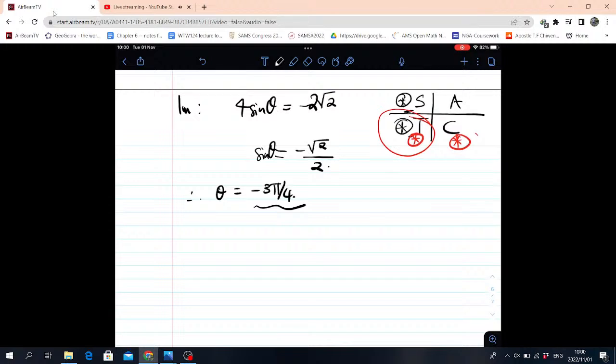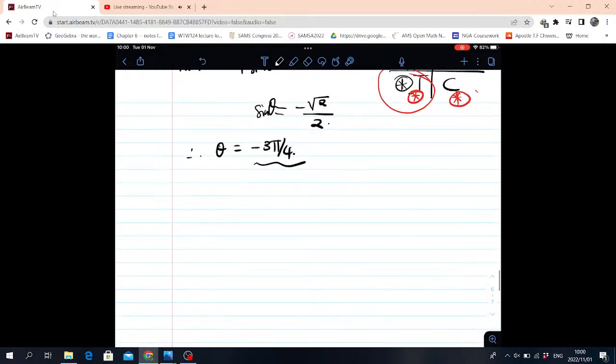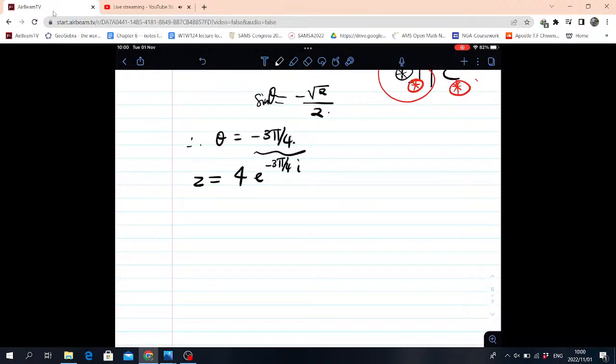So we know what theta is, what r is, and then we can say z is equal to 4 e to the minus 3 pi over 4 i in polar form. Right, now we then apply our theorem.